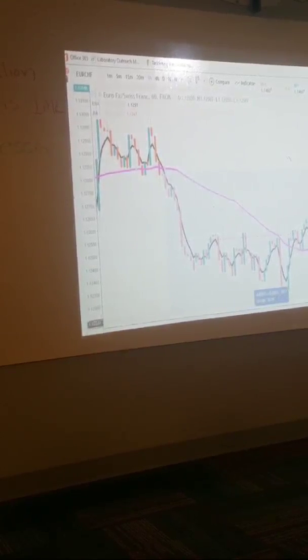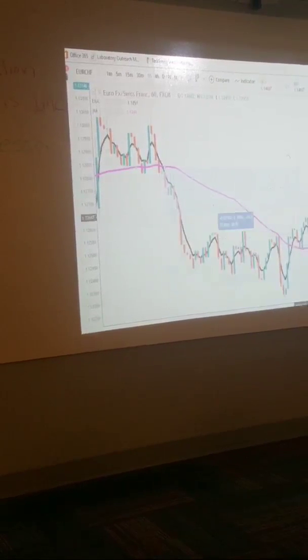At the low, what was that? 60? About 60 pips at the low. Yes? You entering into this trade at the moment they cross? As soon as they cross.